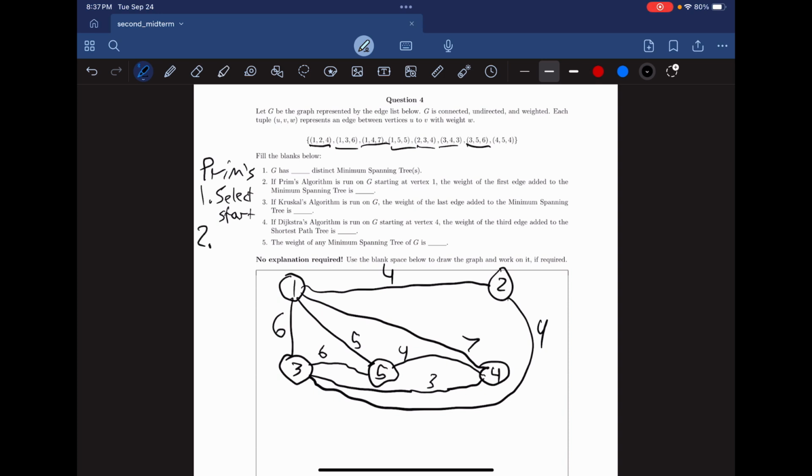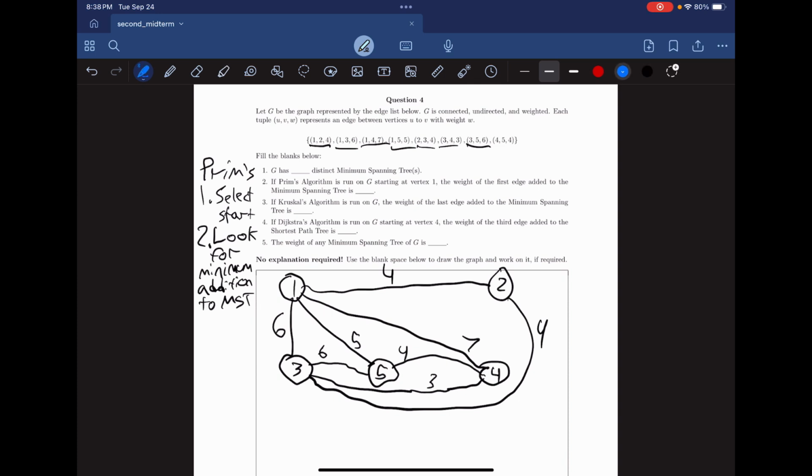The second step is that we are going to look at all of the edges that cause our current minimum spanning tree to add a vertice that is currently unadded to our minimum spanning tree. So look for the minimum addition to the MST.